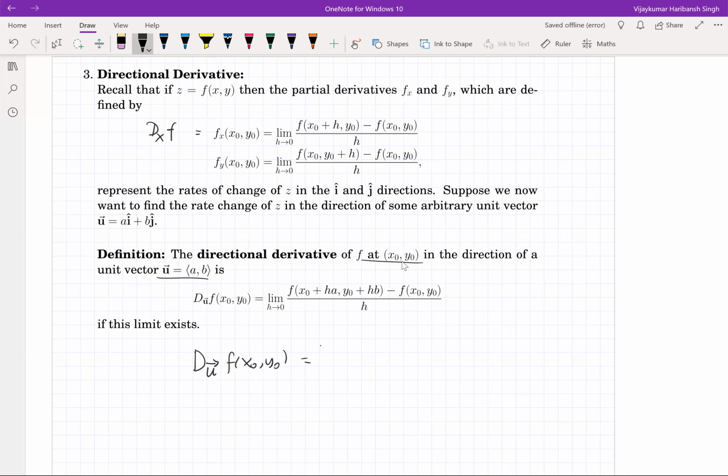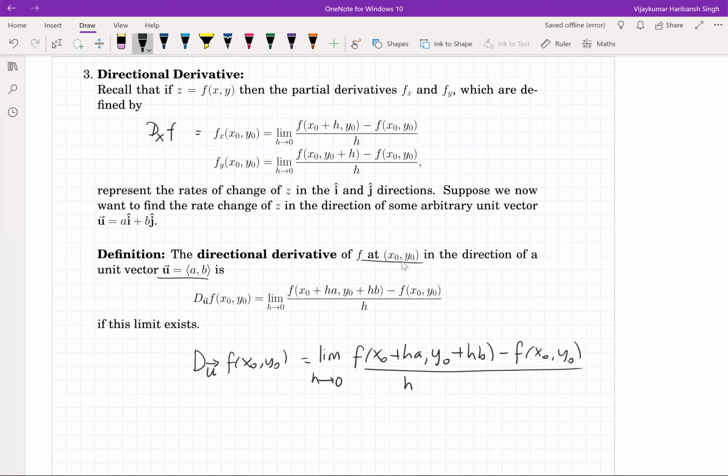And it is the same limit we found on the top: f of x naught plus h a, y naught plus h b, minus f of x naught, y naught, divided by h. So this is the directional derivative of your function f at x naught, y naught, but in what direction? In the direction of unit vector u.